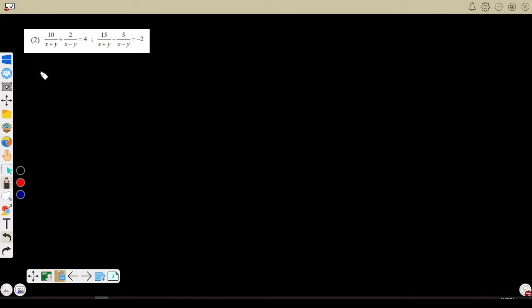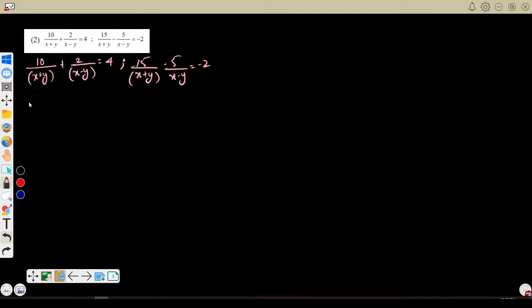If you look at this, again you have two equations, but these are not linear equation in two variables. So first we will just copy the equations. First equation is 10 upon x plus y plus 2 upon x minus y is equal to 4, and the second equation is 15 upon x plus y minus 5 upon x minus y is equal to minus 2. So now first step is we need to convert this into linear equation in two variable.